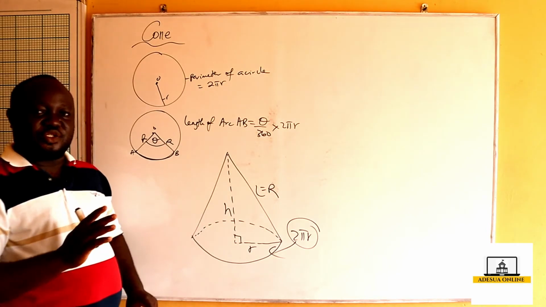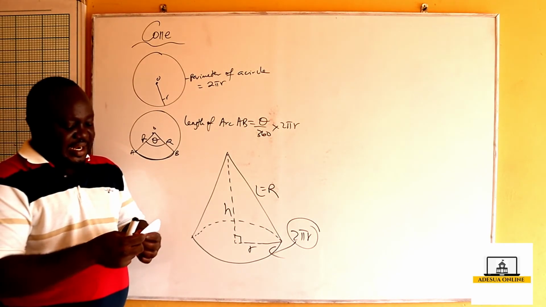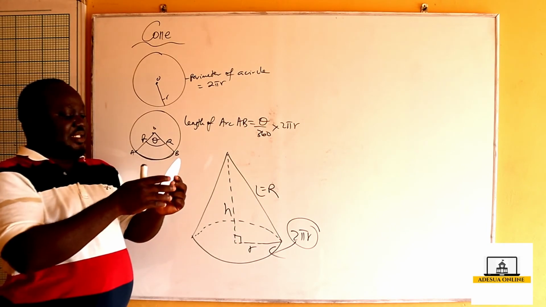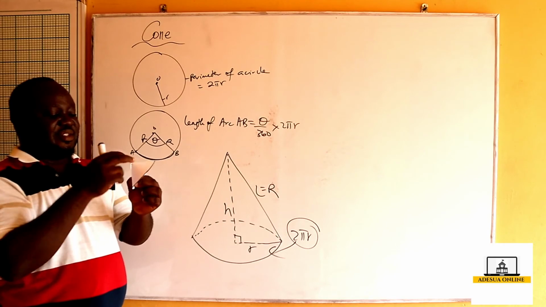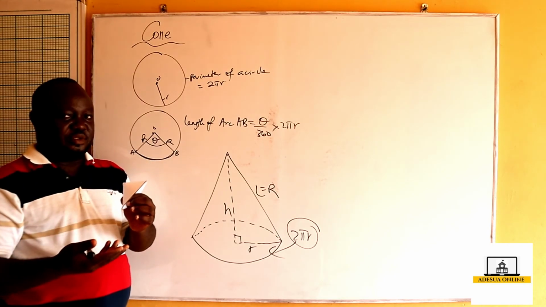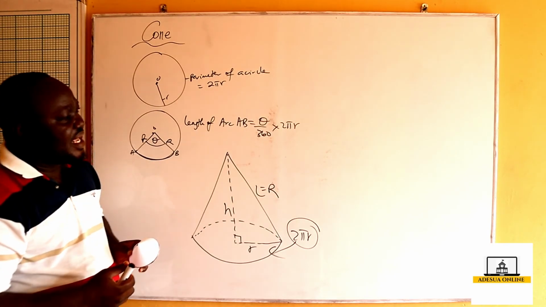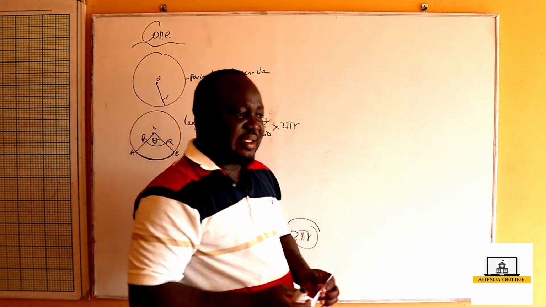So this is one thing you should know. And then the area of this sector is also equal to the curved surface area of the cone. Do you understand what I'm saying? Now let's pick a question under cone.